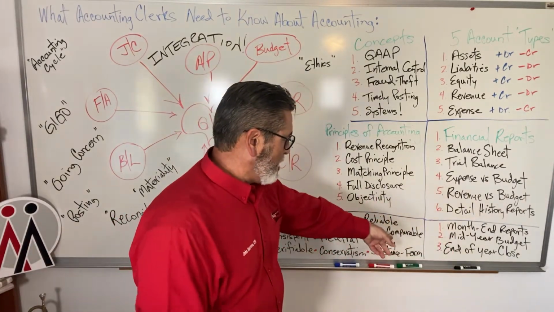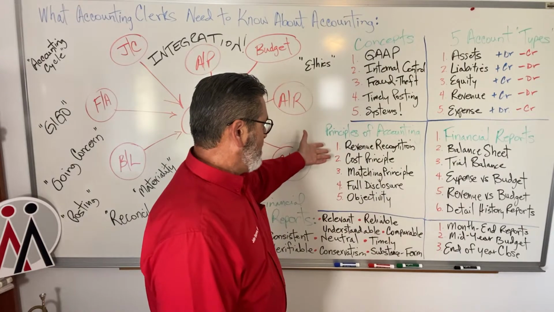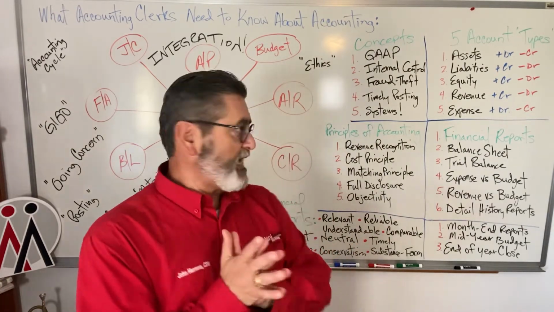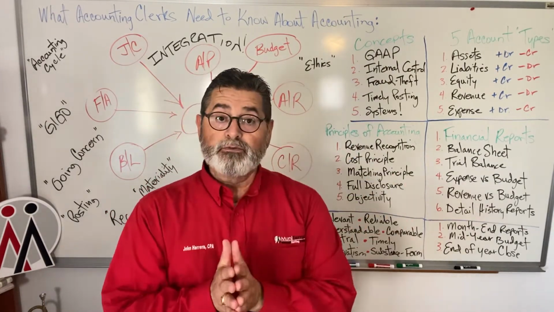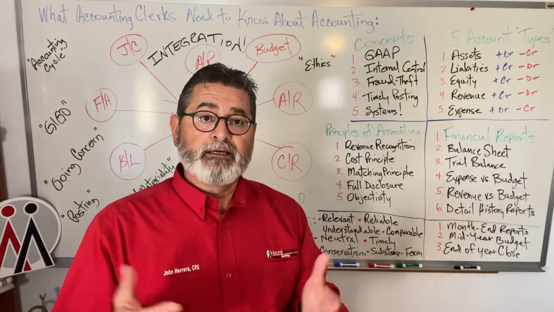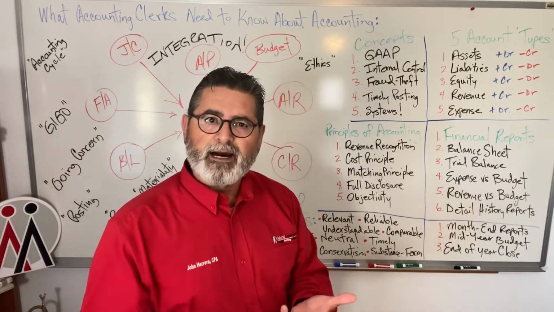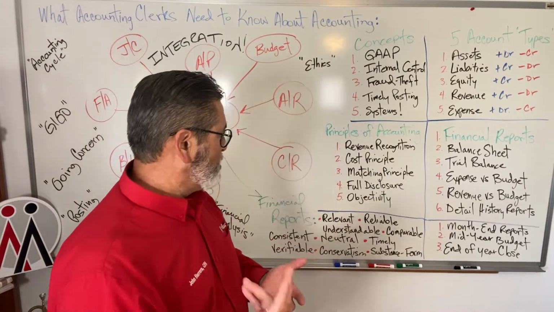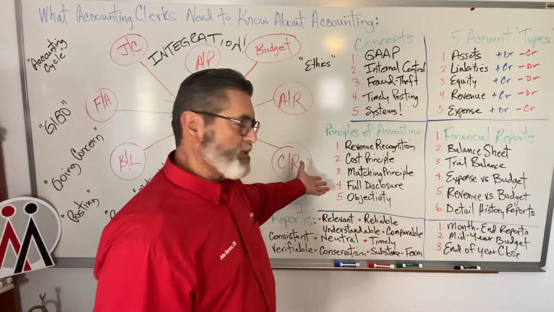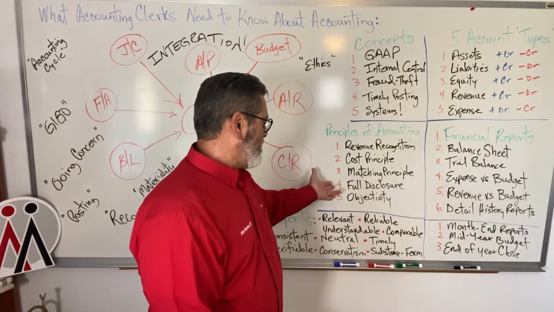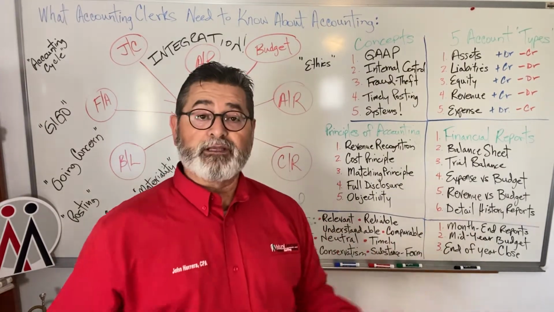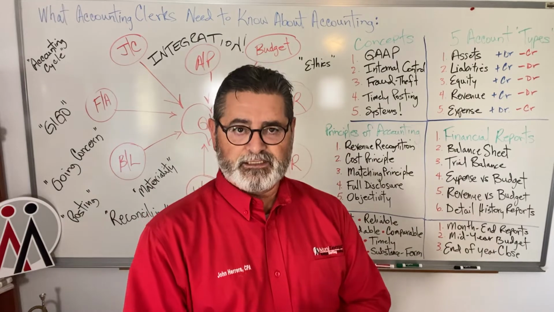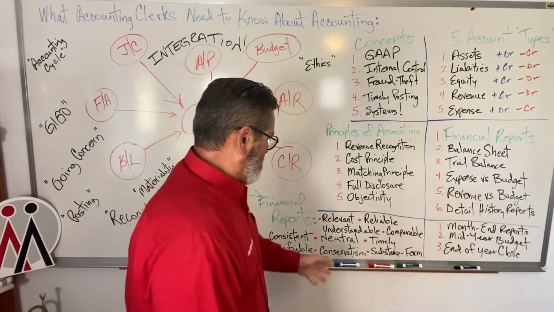Another thing is to understand that there are 5 principles of accounting that you need to memorize. Understand that. As an accounting clerk, you typically don't think about them, but they're important. Number 1 is the revenue recognition. 2 is cost principle. 3 is the matching principle. Full disclosure, and then objectivity. Being objective when you post transactions and information.